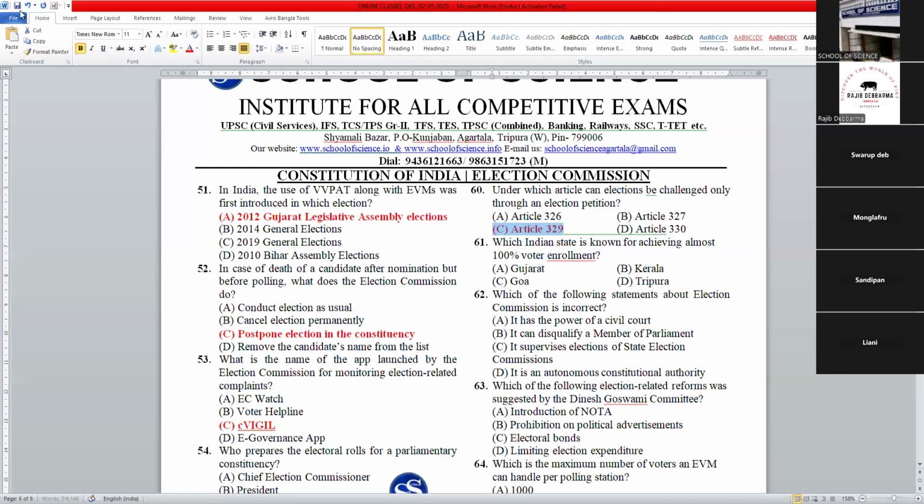Very good. Now tell me this. Which Indian state is known for achieving almost 100% voter enrollment? Sir, Goa. Kerala. It's a very important question. The answer is Goa. Goa is known for its impressive record of achieving nearly 100% voter enrollment.